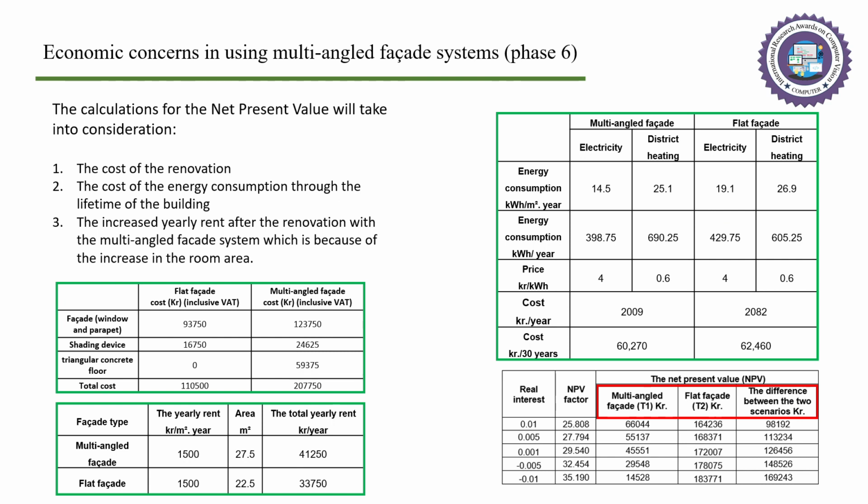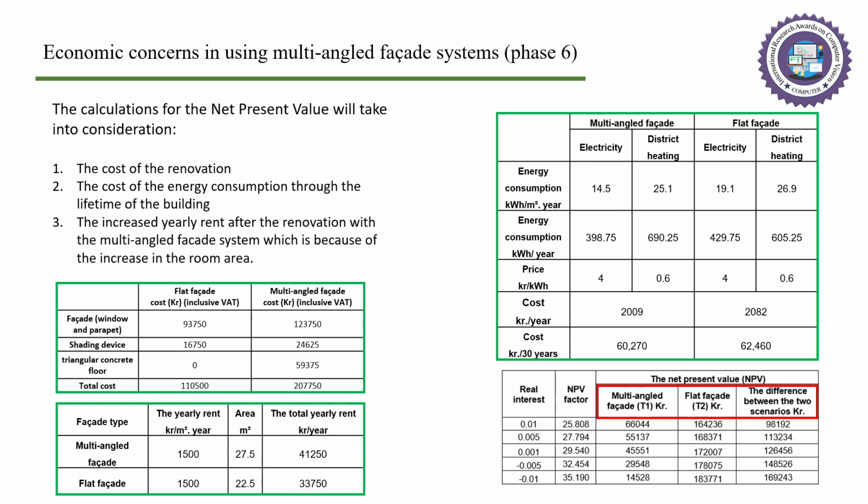In order to evaluate the economic aspects of using the multi-angled facade system, the net present value model is used, which takes into consideration the following costs. First, the cost of the renovation. Second, the cost of energy consumption through the lifetime of the building. Third, the increased yearly rent after the renovation with the multi-angled facade system. The 3 green tables present calculations of these costs.